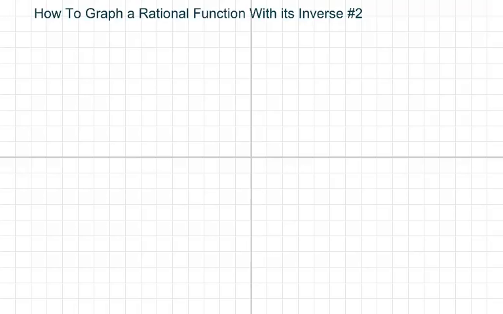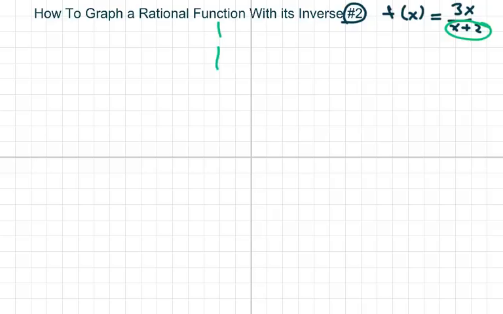Hi everyone, we're going to graph a rational function with its inverse. We already found the inverses in another video, and this one is going to be 3x over x plus 2. So just looking at this, I know my domain, x can't be negative 2. That generates the vertical asymptote at x equals negative 2.